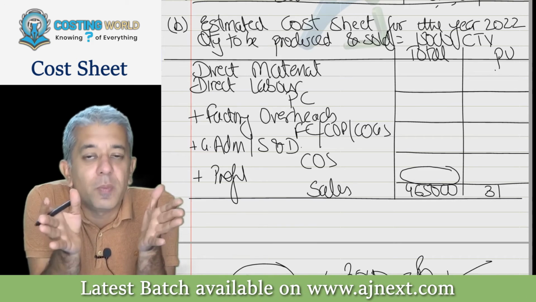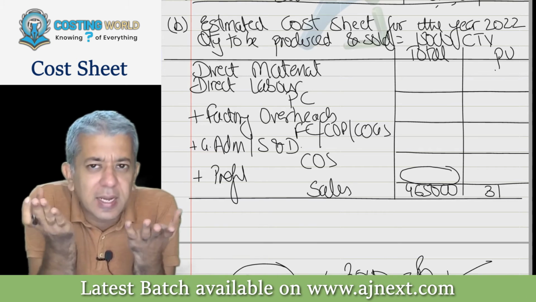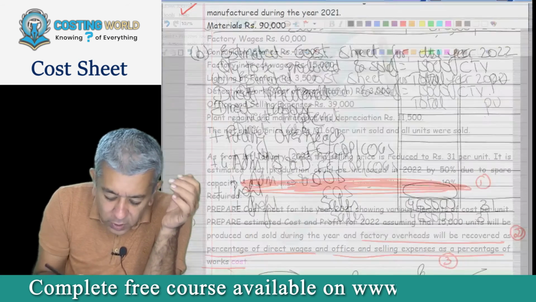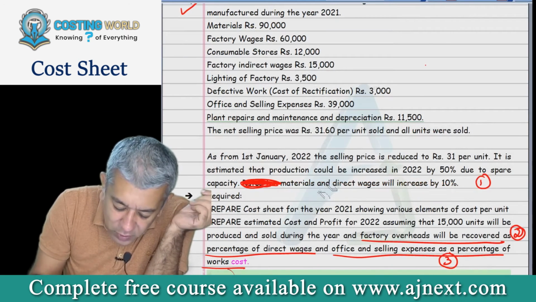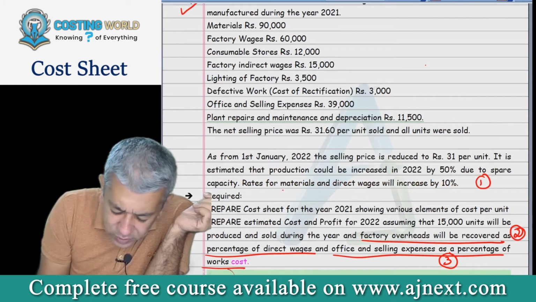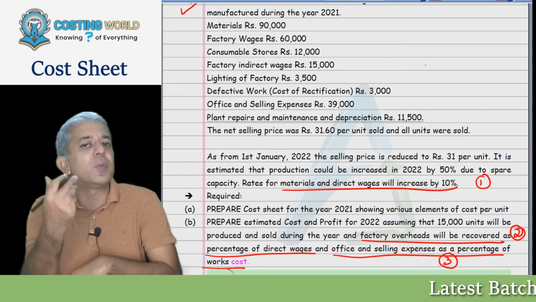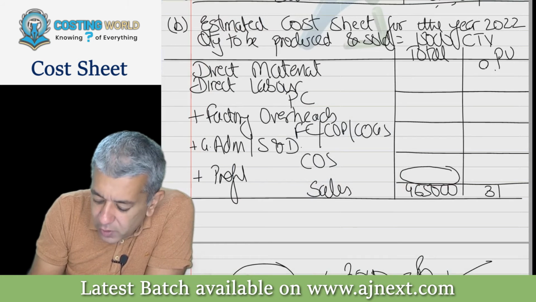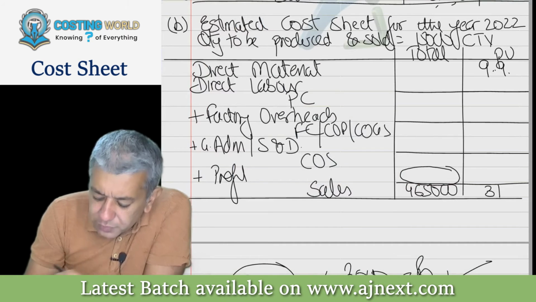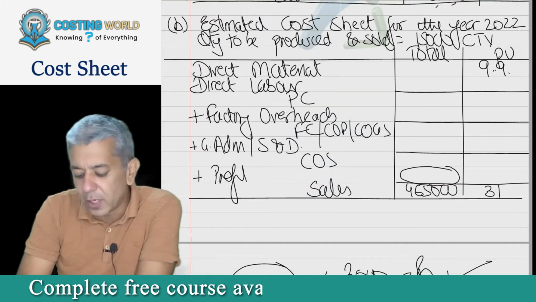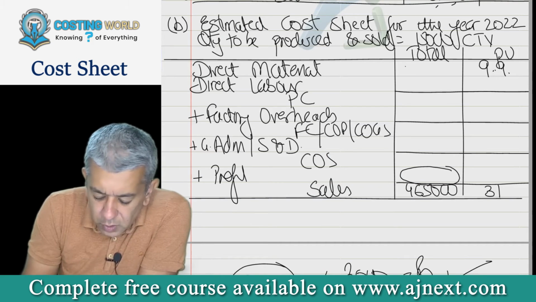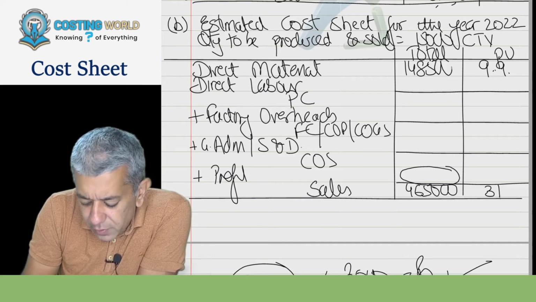You need not tell me, boss, it is direct material, directly incurred for every unit. So you try to do the changes on a per unit basis. So even if that rate word was not given and only this particular line was there, material and direct wages will increase by 10%. We would have still done the same thing. So you write down over here 9.9. Please multiply by 15,000. You can tell me the answer. 148,500.